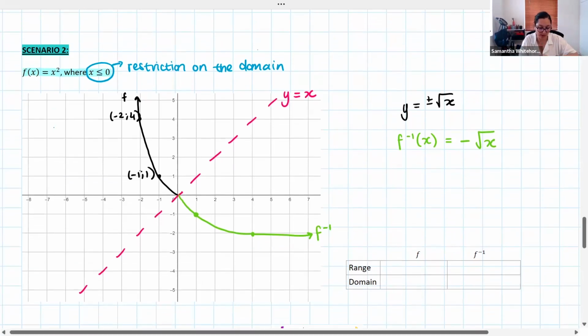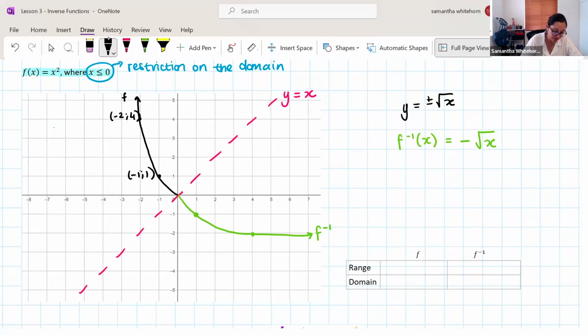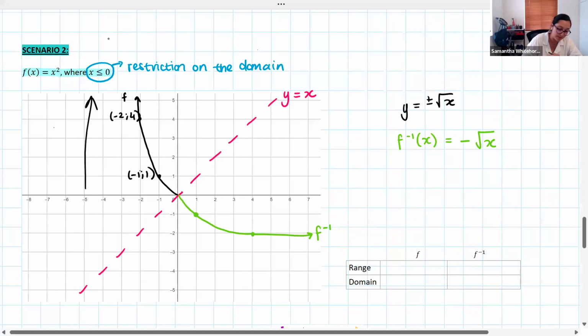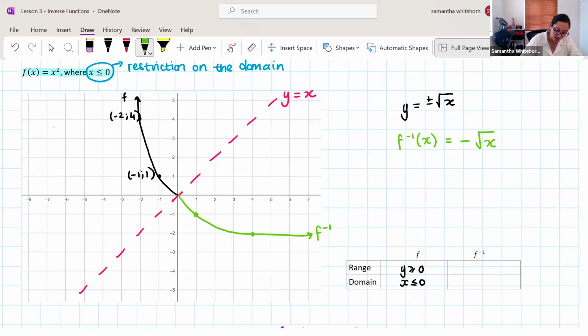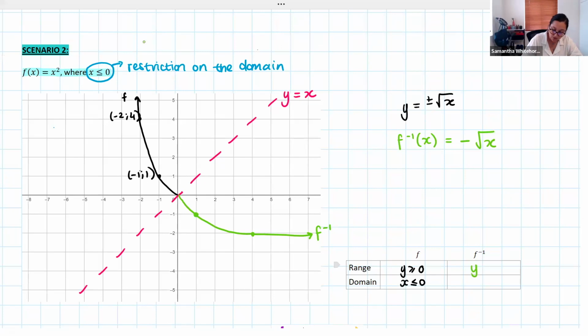Now we're going to see something quite cool here. When I now do the domain and range, the range of my original function is everything above the x-axis, so y greater than or equal to 0. And the domain of my original, remember, is your restriction, so x less than or equal to 0. When I get to the inverse graph, the range is now all the y values below the x-axis, so y less than or equal to 0. And my domain is from the y-axis to positive infinity, so x greater than or equal to 0.